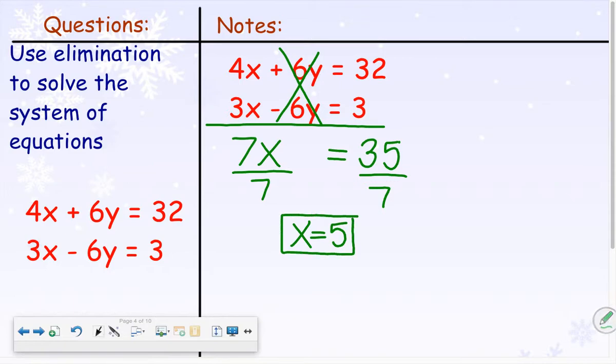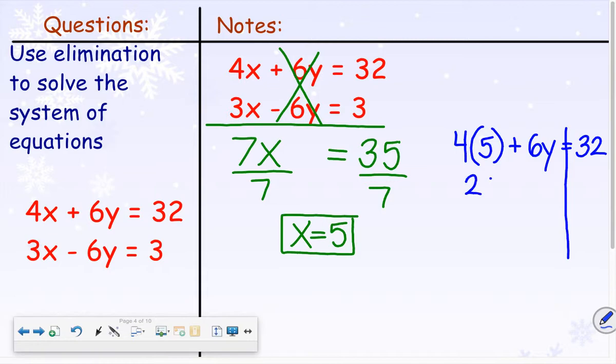Now, I have to take that 5 and plug it into one of my equations to solve for y. I can pick whichever equation I want to. Normally, I like to pick the top one. I kind of do the top one just as an easy, always go-to equation to plug it into. So I'm going to put 4, and then I'm going to replace x with 5 plus 6y equals 32. And then I'm going to go ahead and solve that equation.